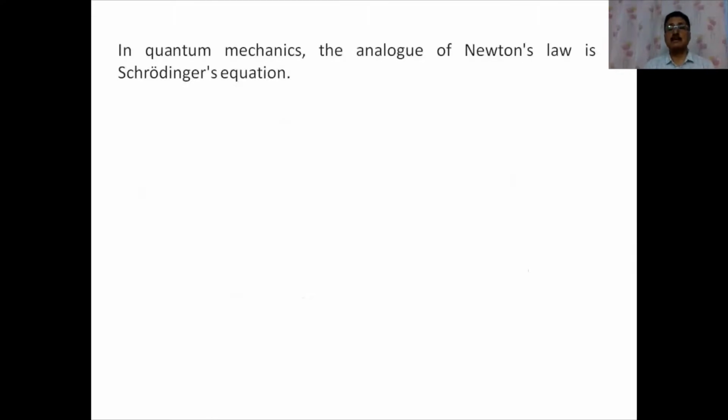In quantum mechanics, the analogue of Newton's law is the Schrödinger equation. What happens in Newtonian mechanics? You apply a definite amount of force, you get a definite amount of acceleration, a definite amount of displacement, and a definite mass of the particle is there. So everything we talk about in Newtonian mechanics is definite. We apply 1 Newton force, an acceleration of 1 meter per square second will be produced in a mass of 1 kilogram. There will be this much displacement in this much time. All the things are definitive.